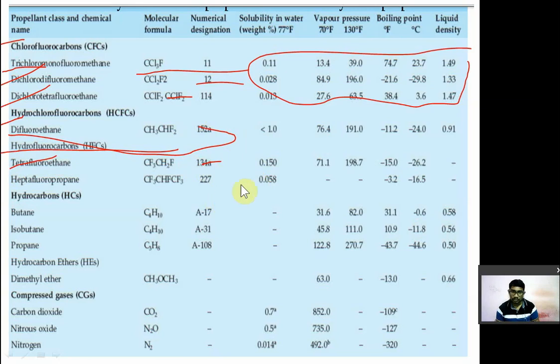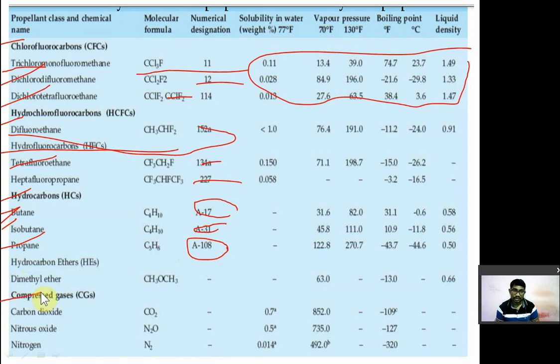Heptafluoropropane is known as propellant 227. Hydrocarbons, simple hydrocarbons like butane, isobutane, and propane. Butane is known as propellant A17, isobutane is known as propellant A31, and propane is known as propellant A108. Okay, others are also there.